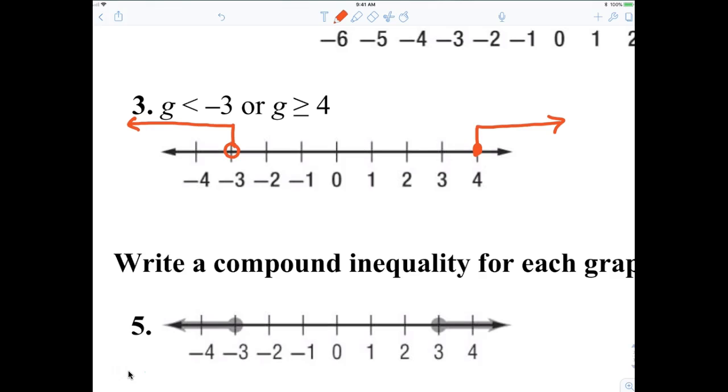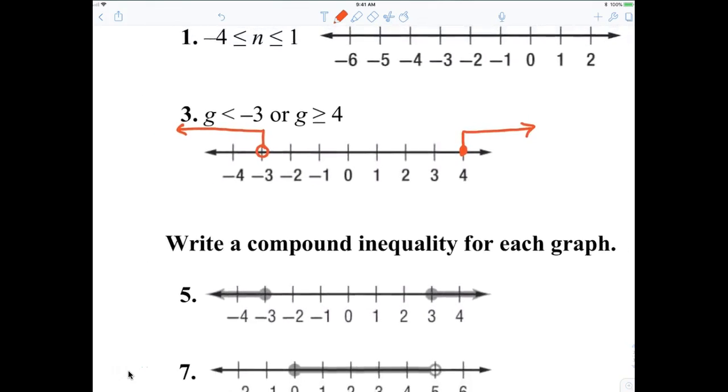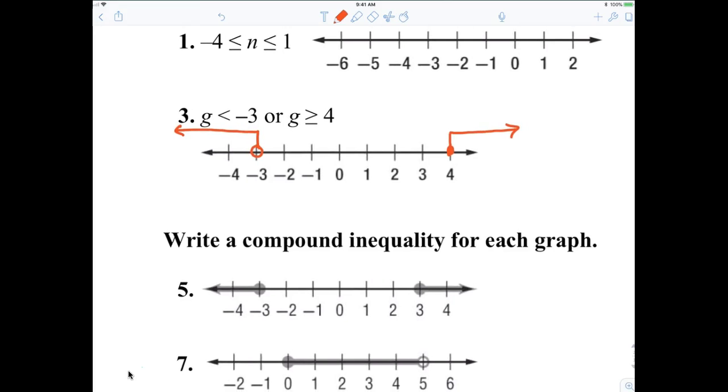Now let's practice putting it in interval notation. In interval notation, this would be from negative infinity to negative 3, then union, bracket 4 to infinity. That looks kind of complicated, but when you break it down, it's not hard at all. Is everybody good with that?